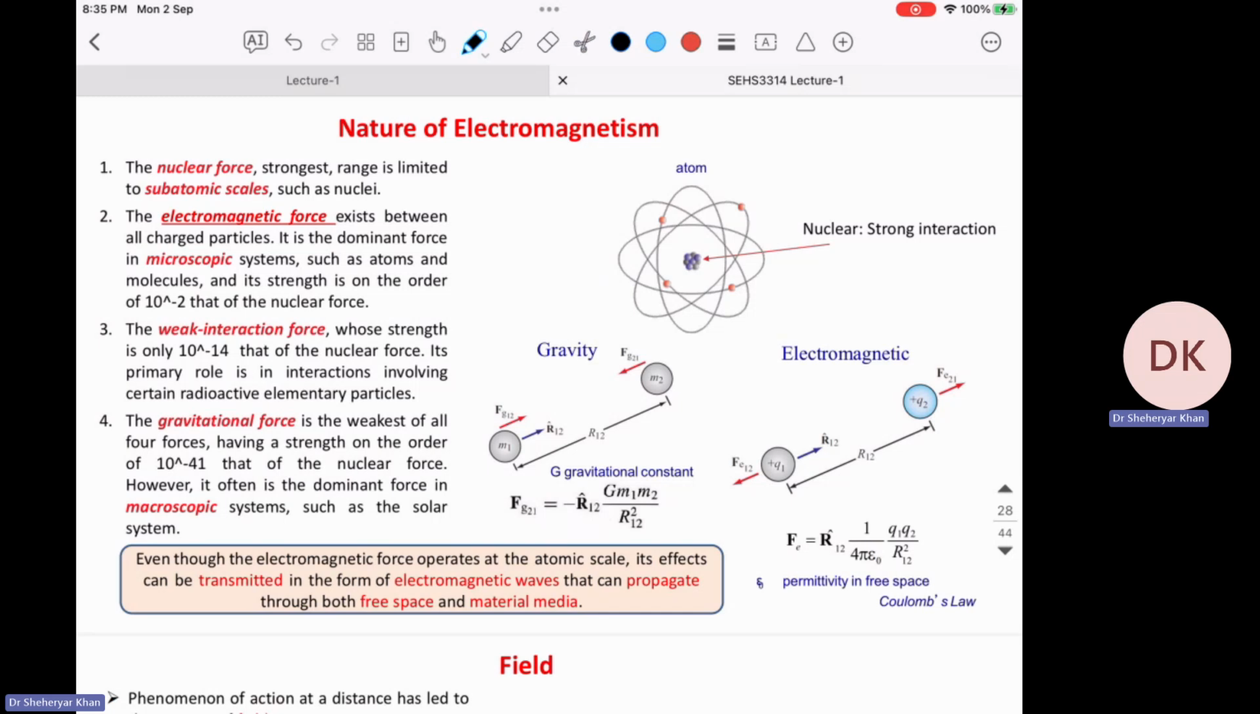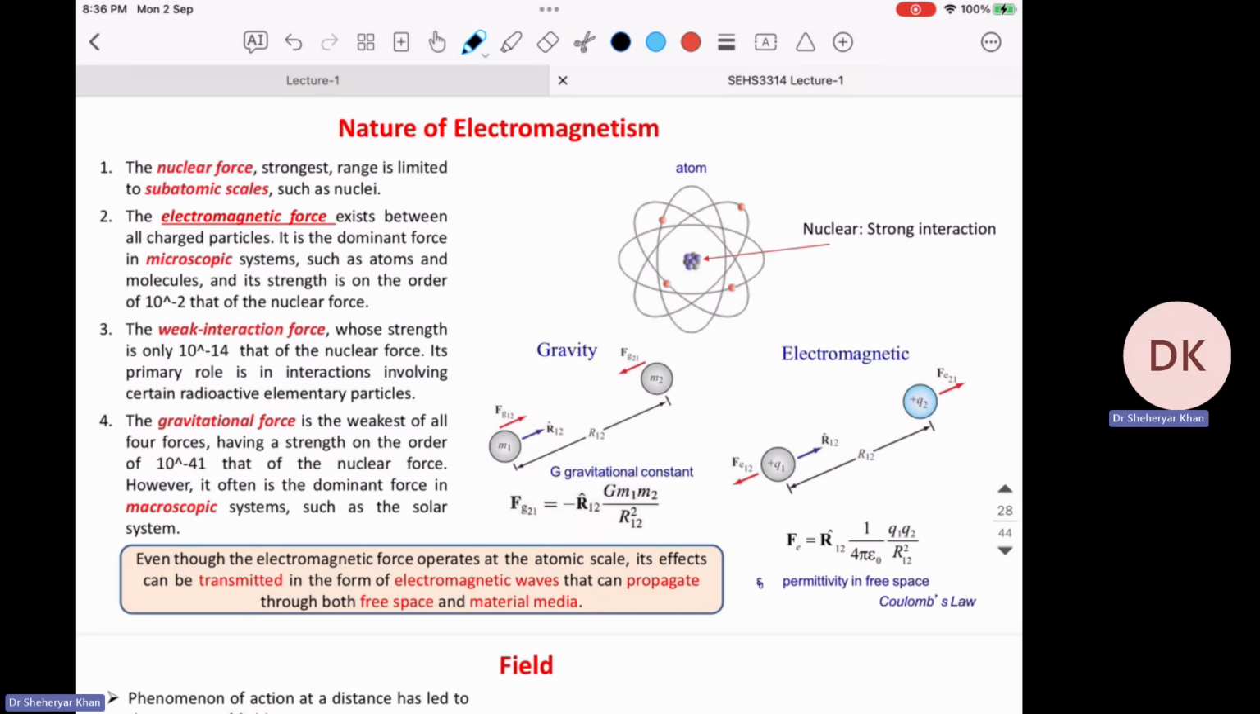One is the nuclear force, strongest, range is limited to the subatomic level. The second one is the electromagnetic force that we are actually concerned with, and it exists between charged particles. It's the dominant force in microscopic systems, right? Atoms, molecules, and its strength is on the order of 10 to the power minus 2. There are 2 more forces as well. For example, the weak interaction force, it exists in the nuclear force, and another is the gravitational force that exists between big mass particles, right?